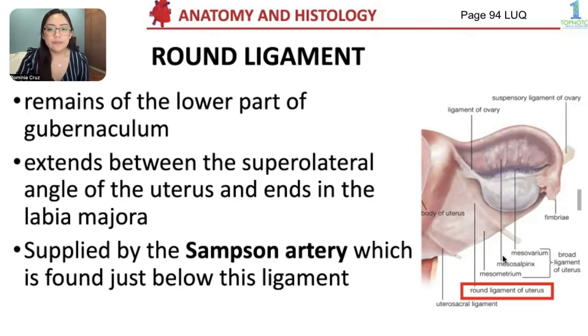So the Samson artery, a branch of the uterine artery, would run within this ligament, and it is also its arterial blood supply. Okay, ang blood supply ng round ligament is your Samson artery. So round ligament, important dito, remnant ng gubernaculum, lower part ng gubernaculum, and that it terminates in the upper portion of your labia majora and yung Samson artery.